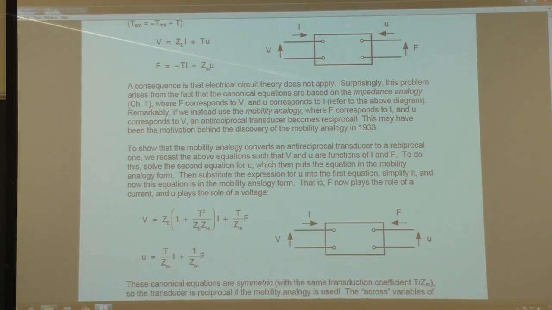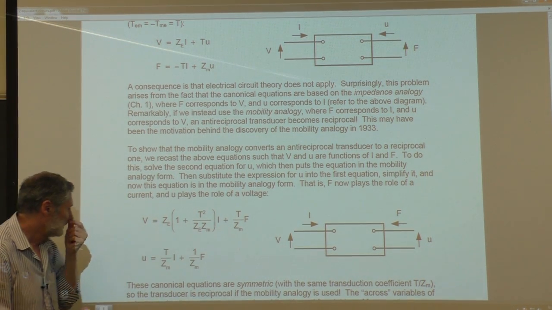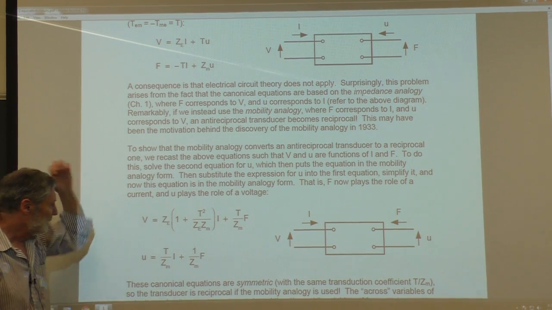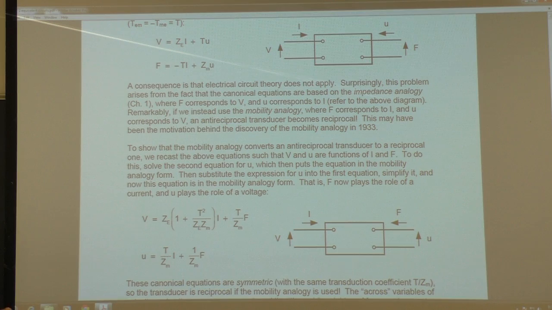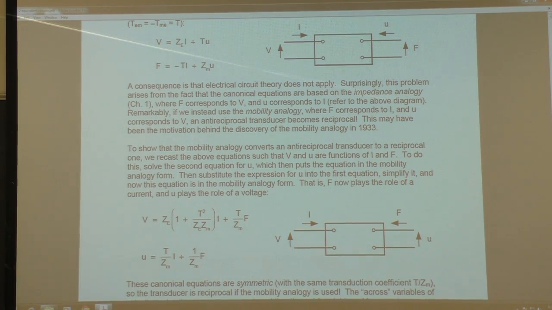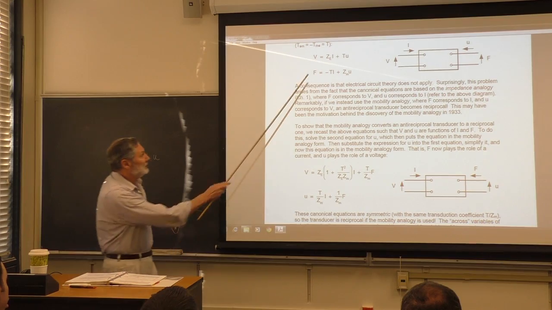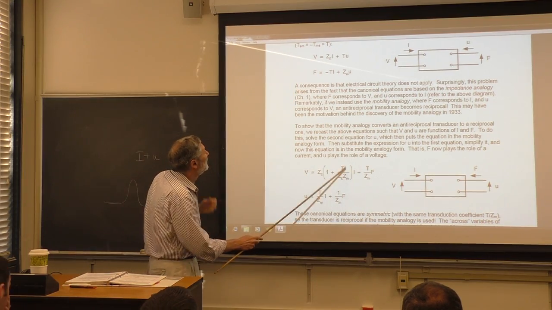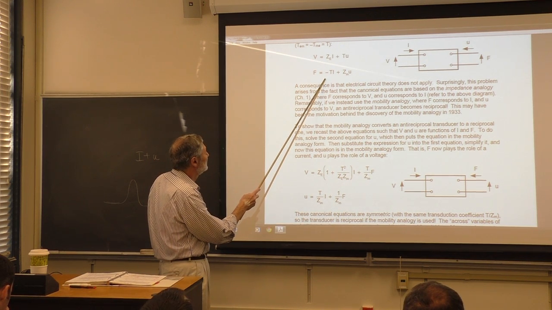When you do it, you get this. And it's a little more complicated. It's to be expected, right? The canonical equations are written down assuming the impedance analogy. That's why they look simple. So this is what we get. Now, what about the second equation here?